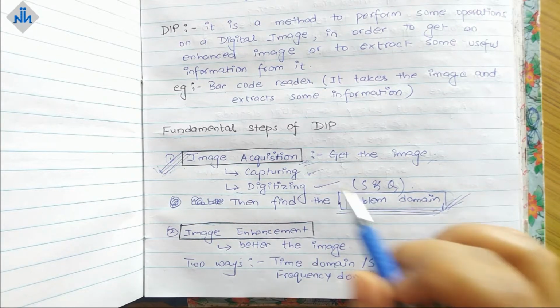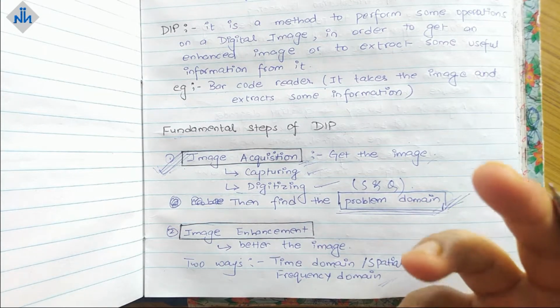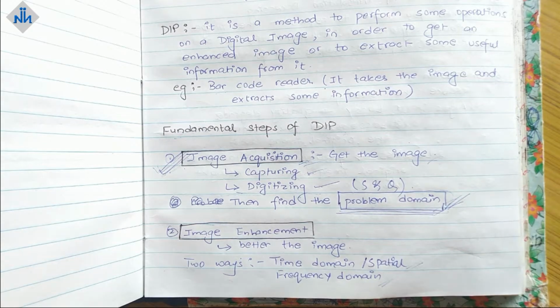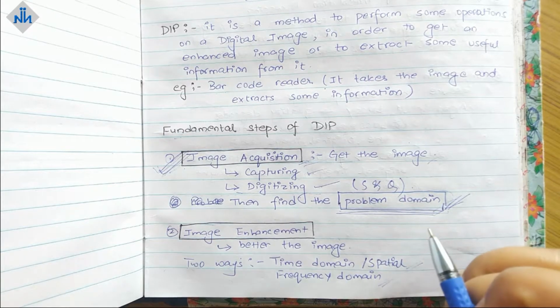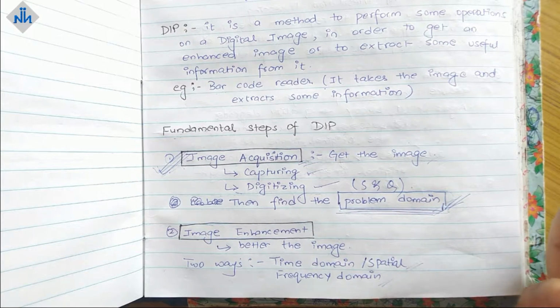And after image acquisition, we find out the problem domain. So what is it that we want to do with the image? What is the result that we want to find out from the image? After stating what we want to do with the image, we go on and apply different steps to reach that goal. After that, the next thing that we do is image enhancement.